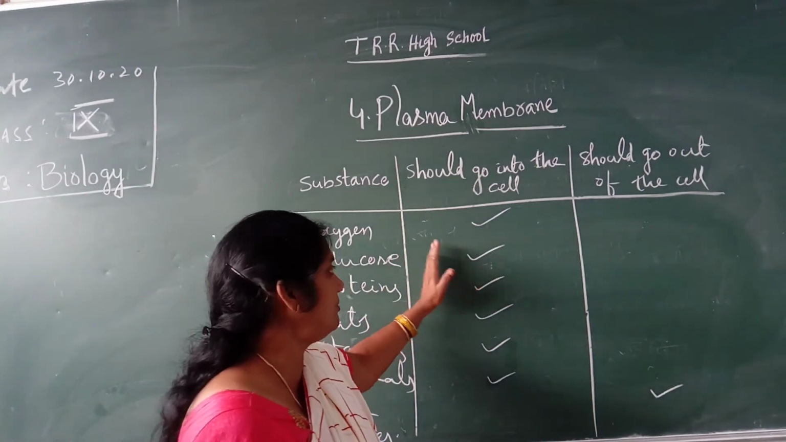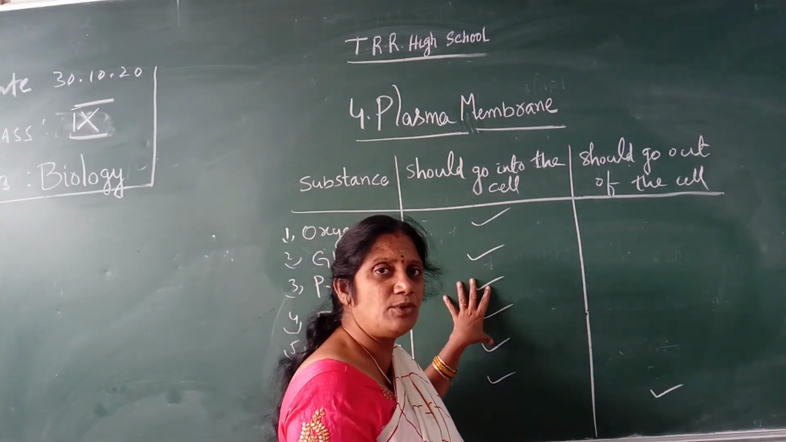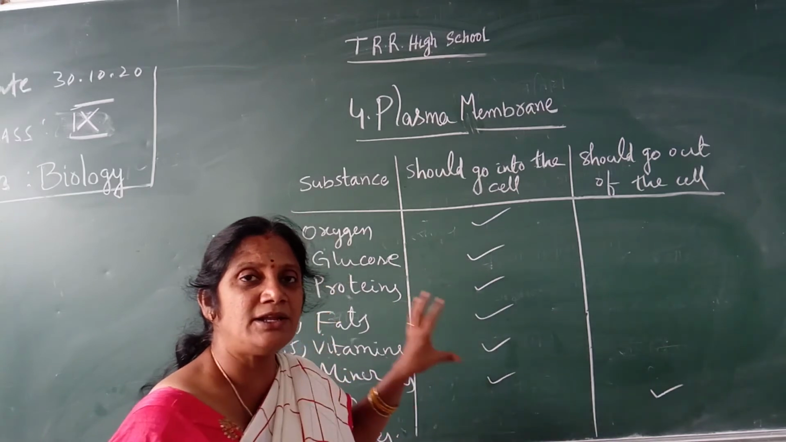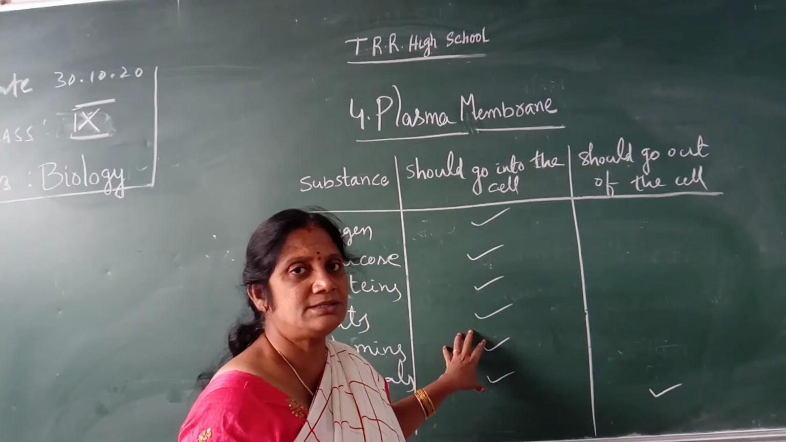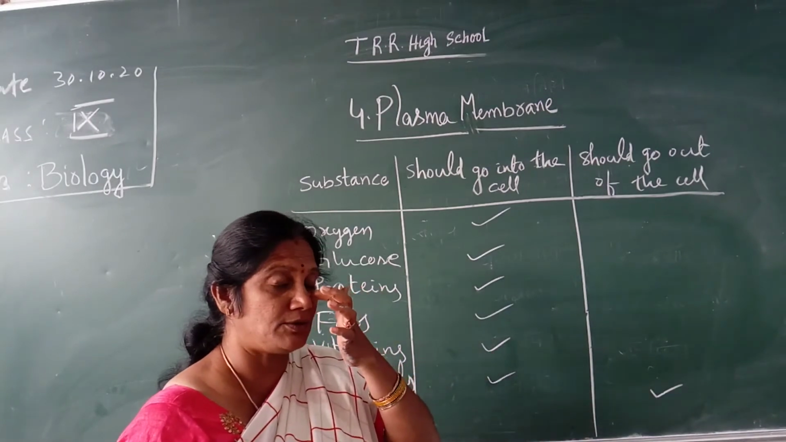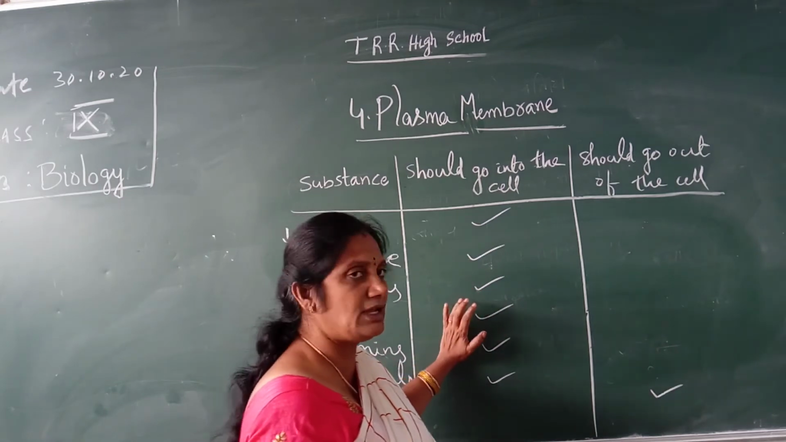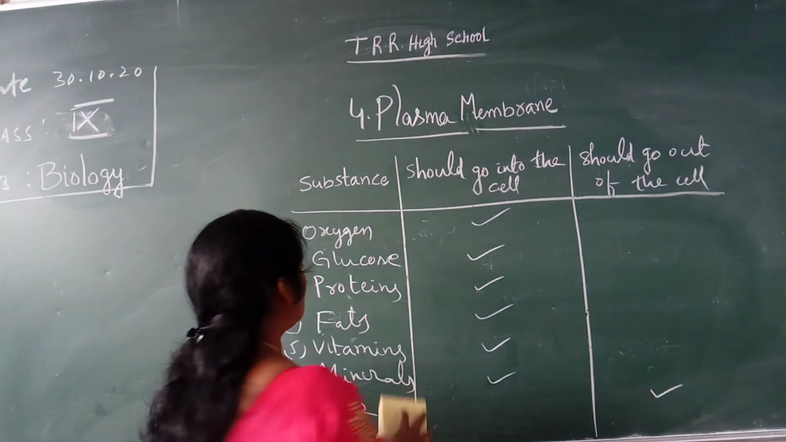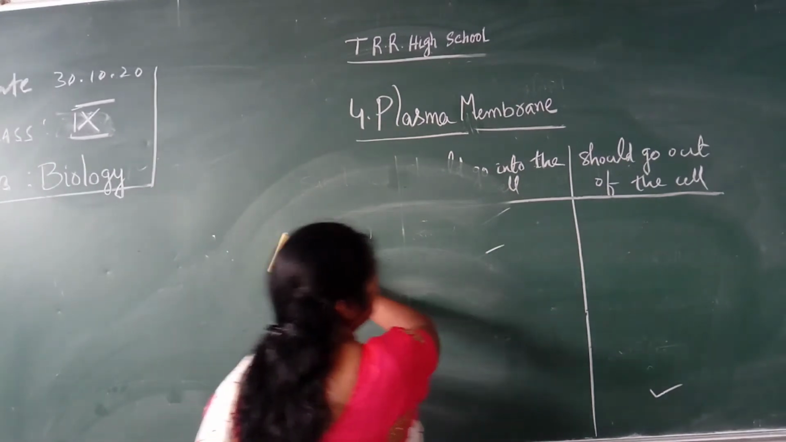Now, what is the purpose of giving this table? We have to know which substances should enter into the cell. How do these substances enter into the cell? They enter the cell through the plasma membrane. Now we will do another activity. I cannot show you, so I will explain. You go through the textbook and listen.